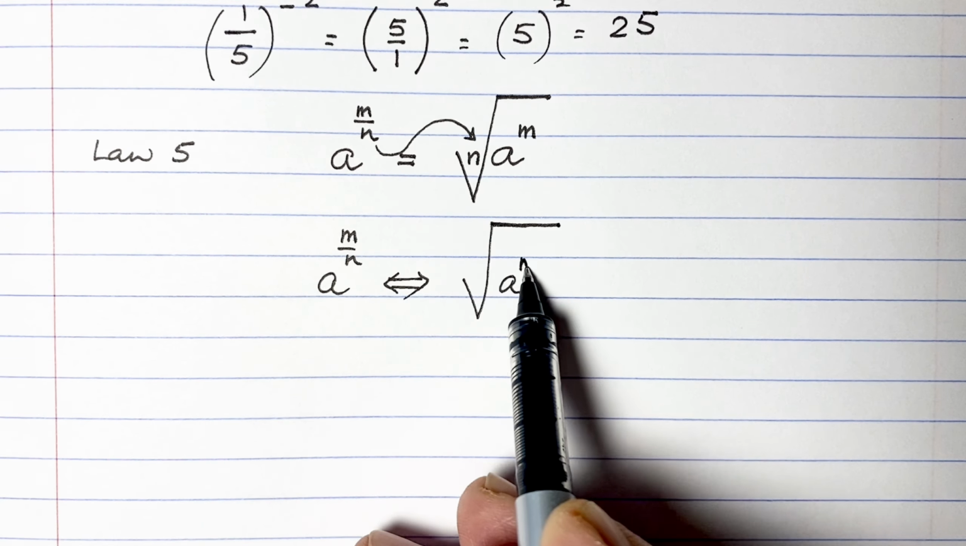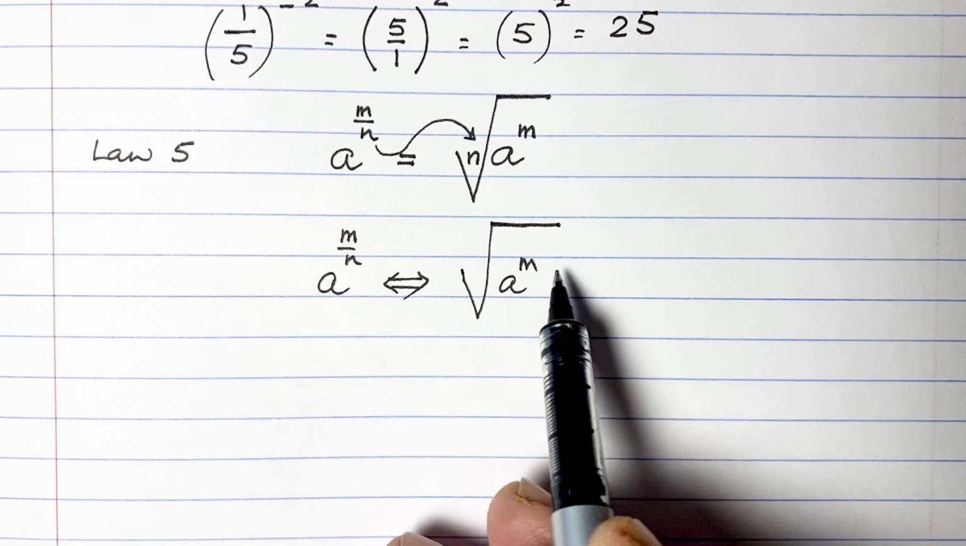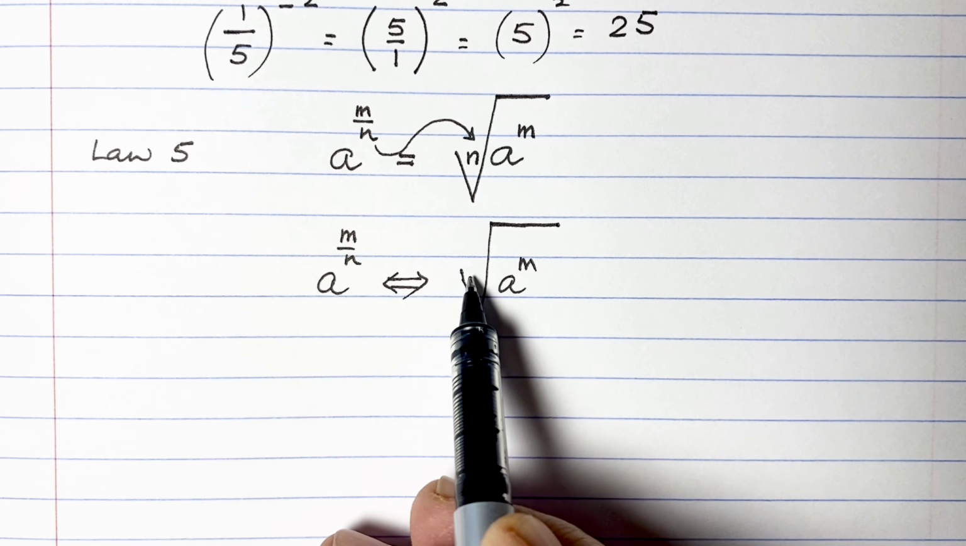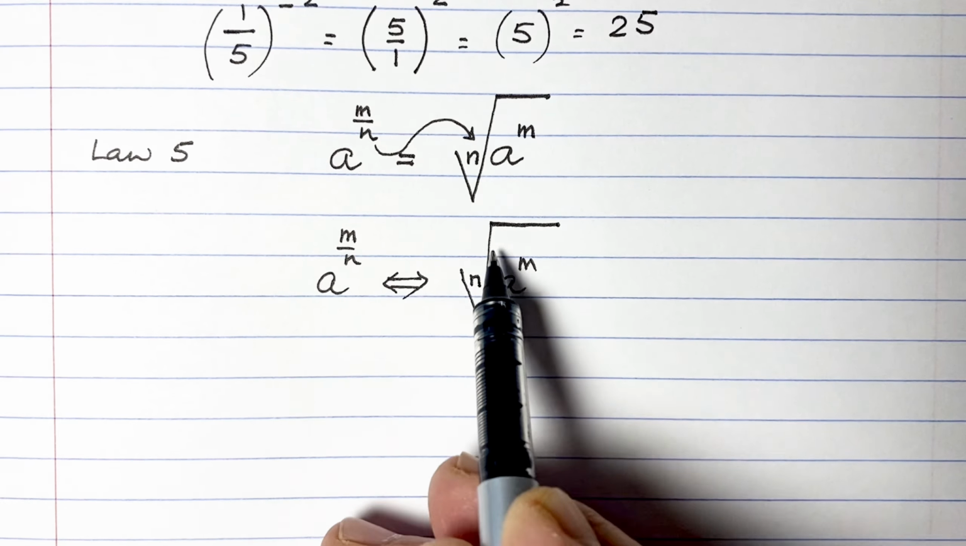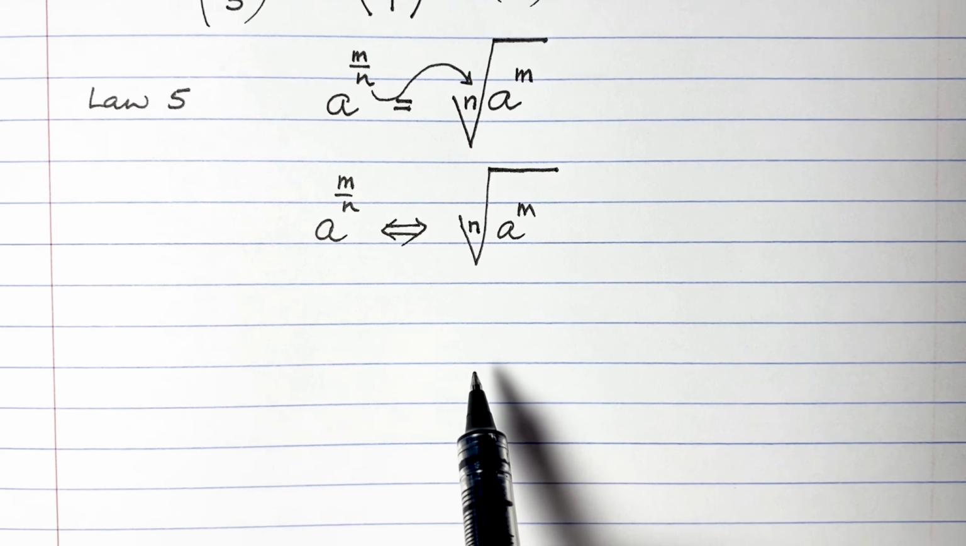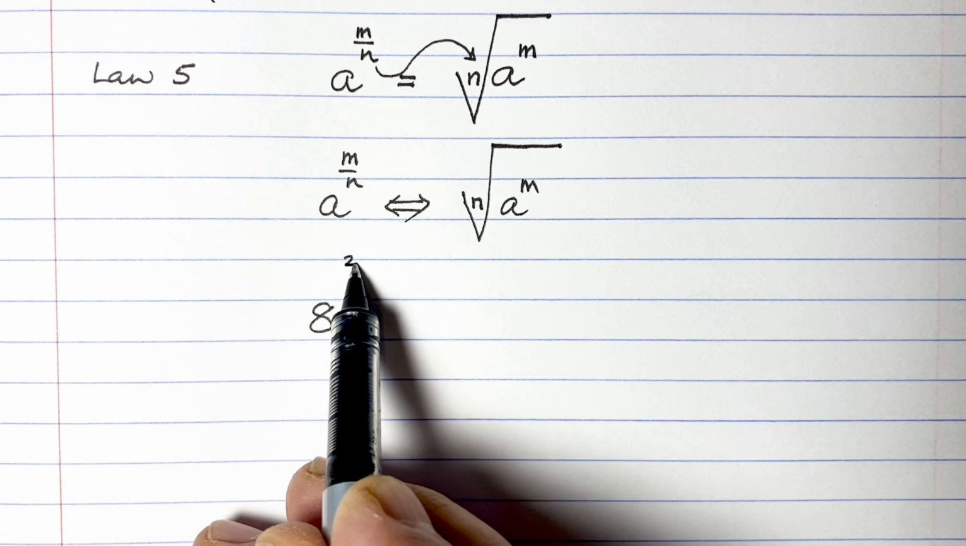A to the power of m. Make sure the root is long enough to take the whole thing, even if it's a fraction. And then n goes well inside the root, not outside, not too far, exactly inside. For example, 8 to the power of 2/3.